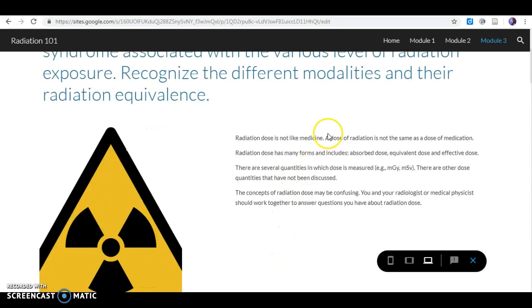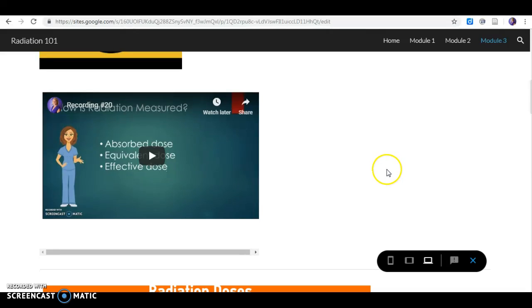Radiation dose is not like medicine. Dose of radiation is not the same as the dose of medication. Radiation dose has many forms, and it includes absorbed dose, equivalent dose, and effective dose. These doses are measured in milligray, when we talk about absorbed dose, and millisieverts when we talk about dose to the X-ray tech or to the public. The concept of radiation dose may be confusing, and you and your radiologist or medical physicist should work together to answer the questions you have about radiation doses.